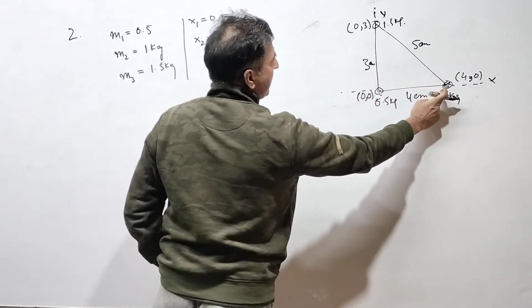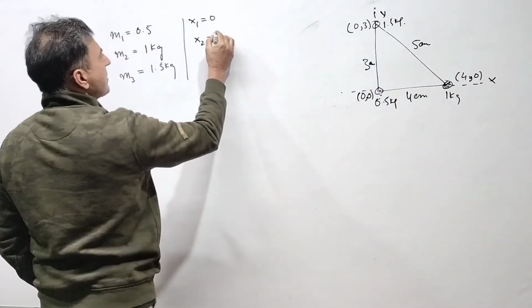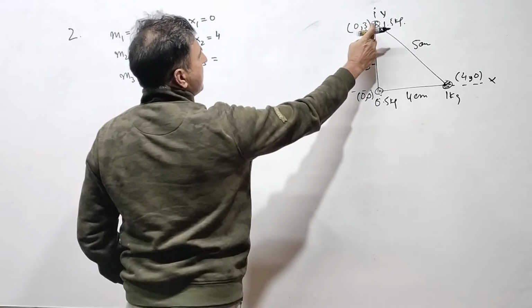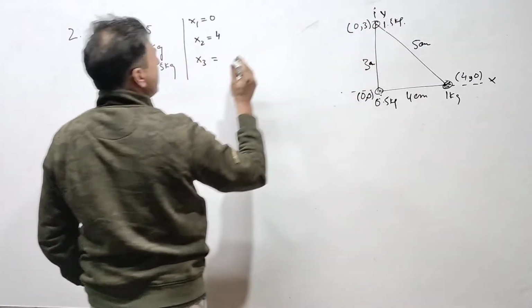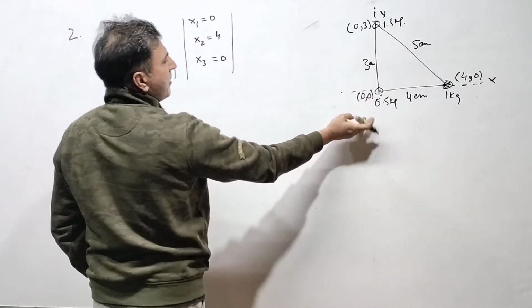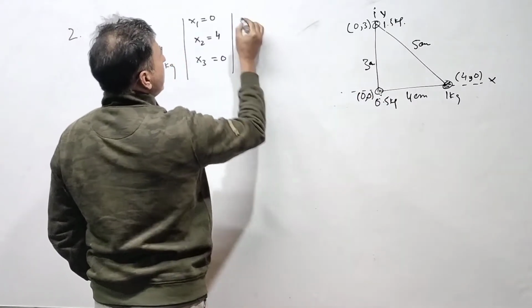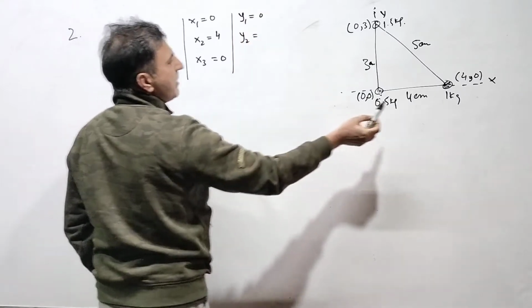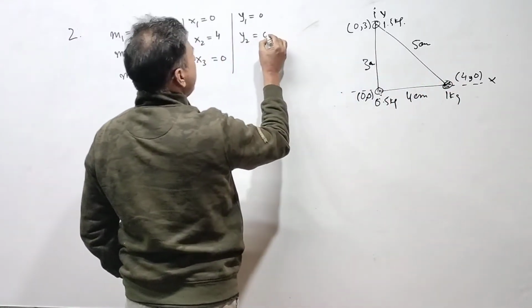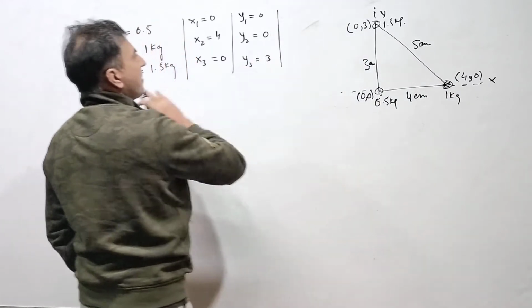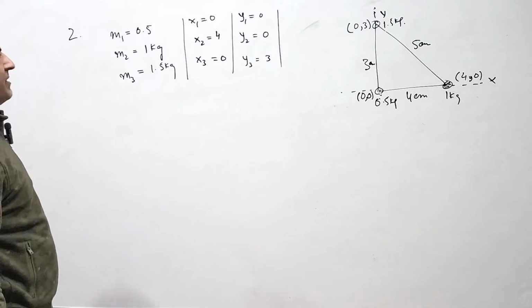Here, mass of the second particle coordinate, that is 4. What's the x3 coordinate? The x coordinate of the third object, that is 0. What is the y1 coordinate? The y coordinate of the first particle, that is 0. What is the y2 coordinate? The coordinate of the second particle, that is 0 again. What is the y3 coordinate? That is 3.